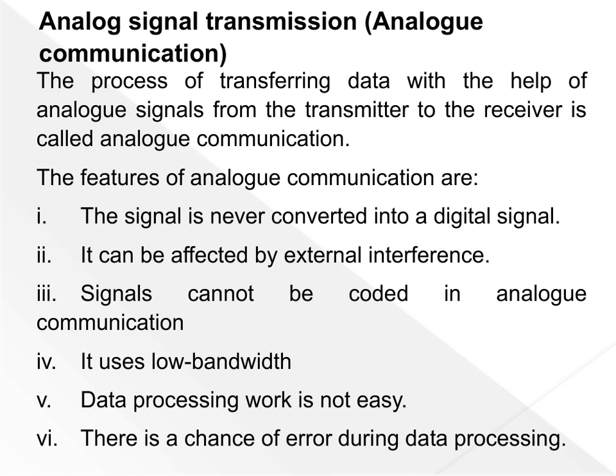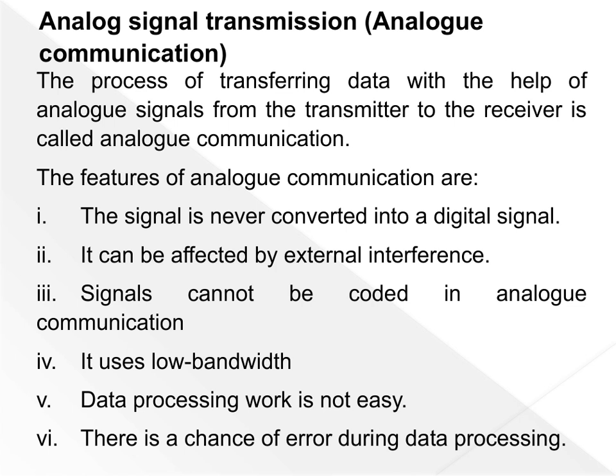First, the signal is never converted into a digital form. It remains in its original analog state throughout the transmission. This means that the information is conveyed through continuous signals. Secondly, analog signals can be affected by external interference, such as noise from electrical devices or environmental factors, which can sometimes distort the message. Because of this, the signals are more vulnerable to disruptions compared to digital signals.